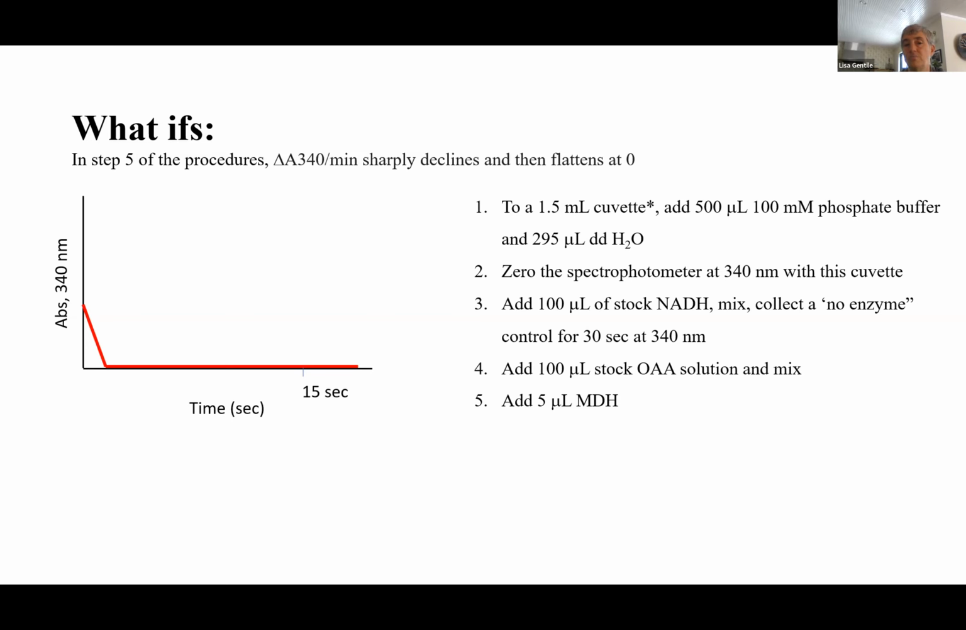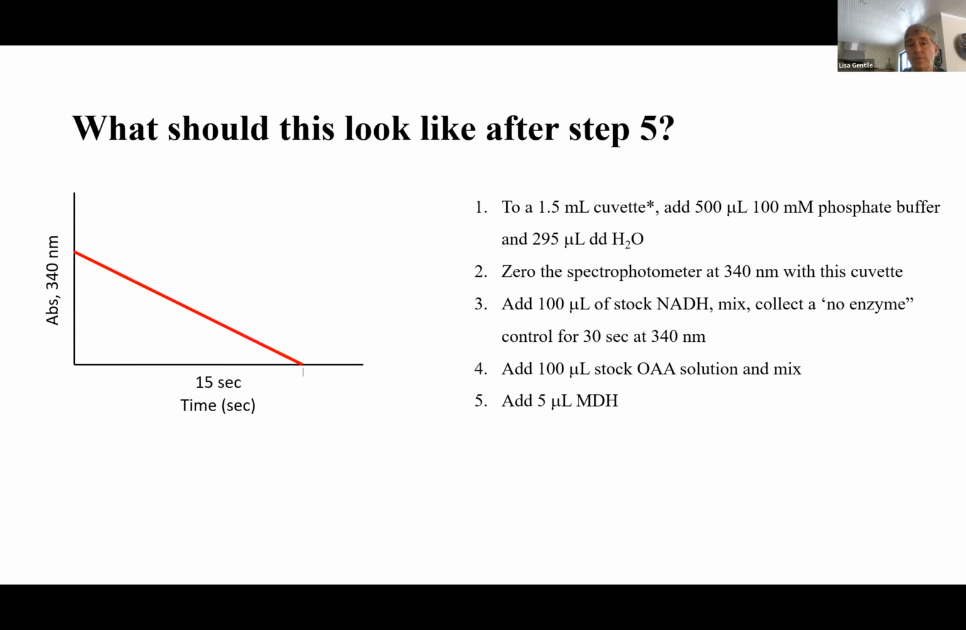So having them, again, back off on the concentration of enzyme that they have in their cuvette by diluting it a little bit more. And what they should get eventually is something that looks like this. So you've got a slope that's decreasing because you're watching the absorbance at 340 nanometers decrease as you use up oxaloacetate.